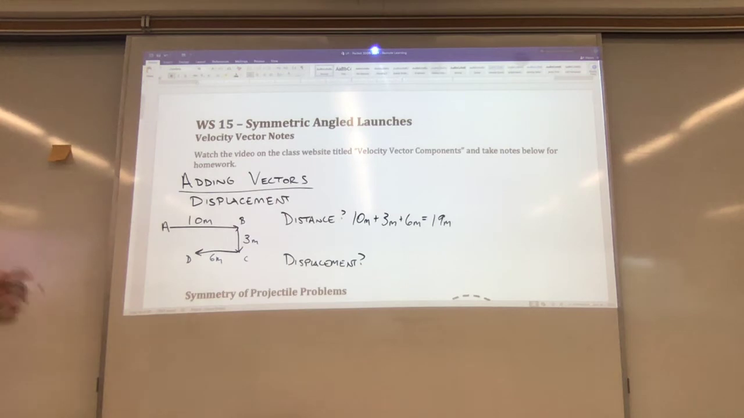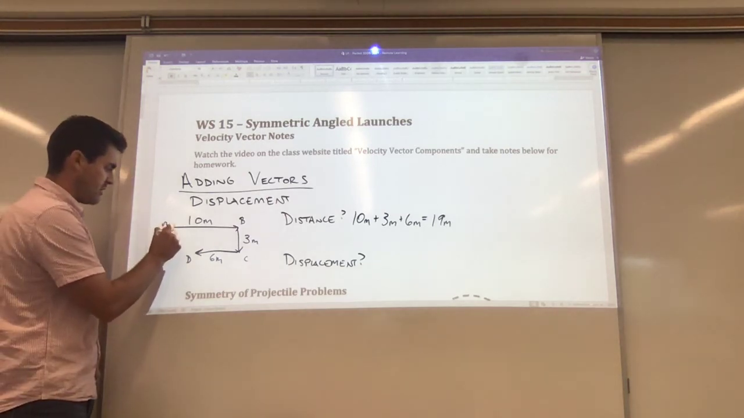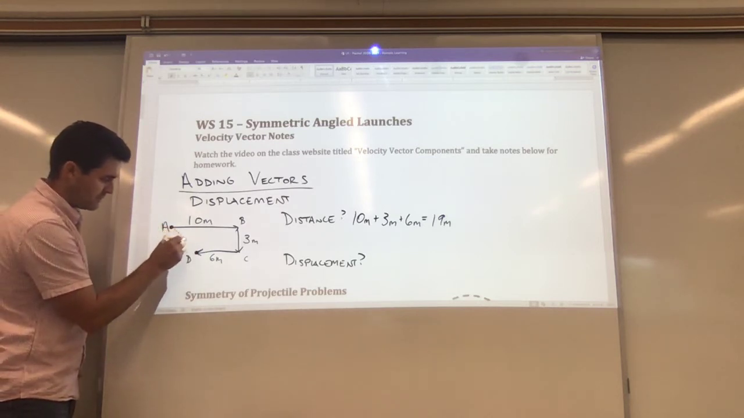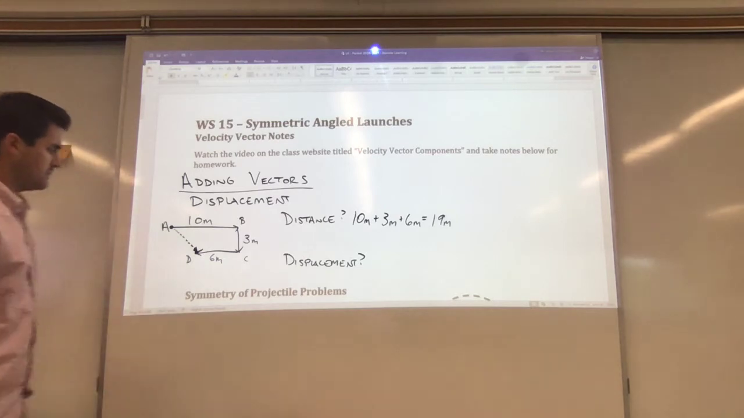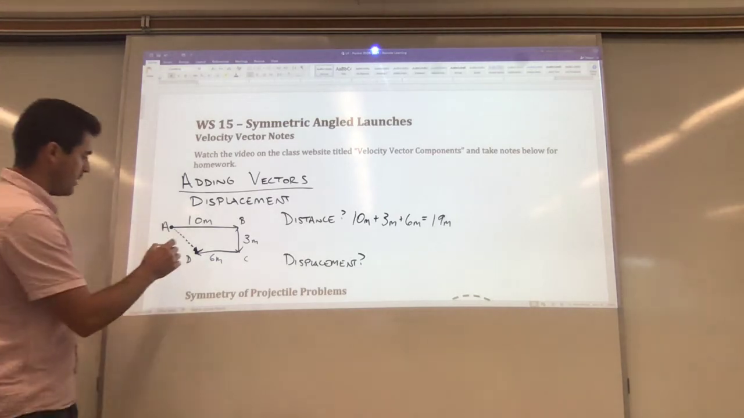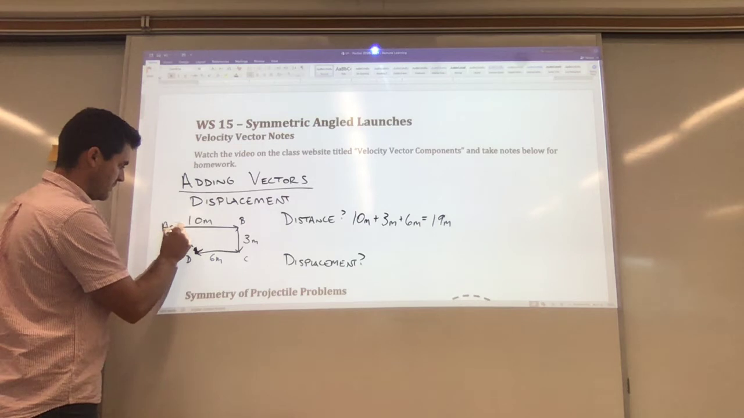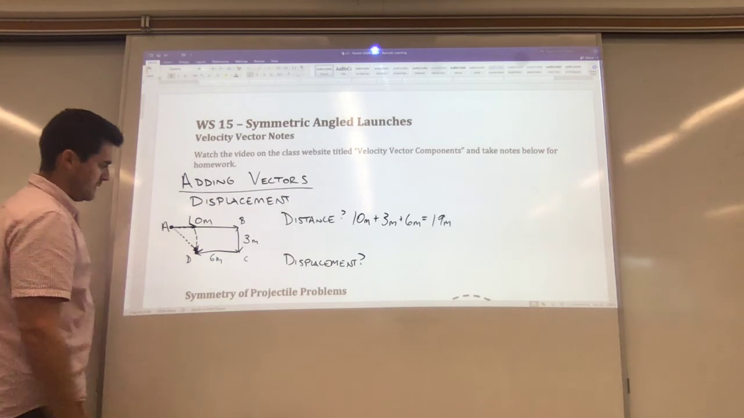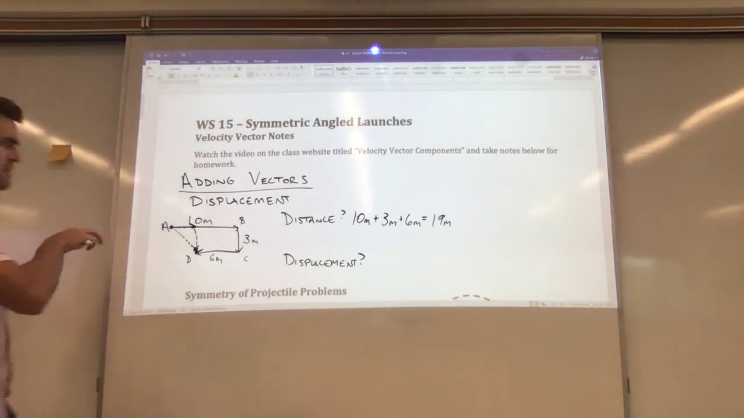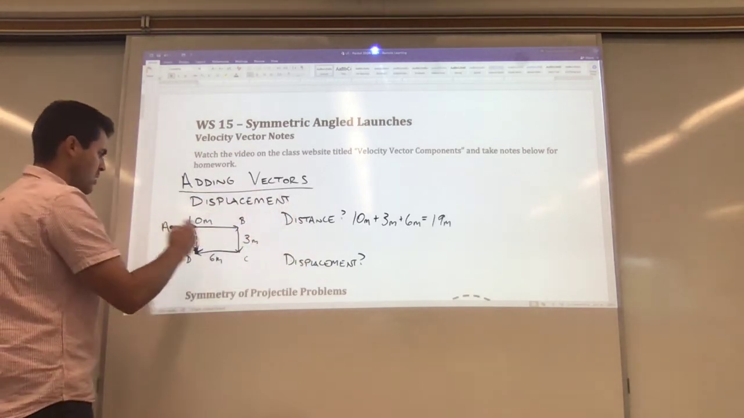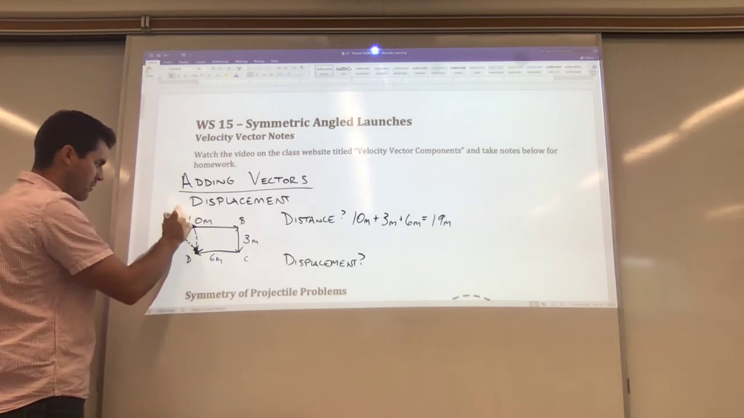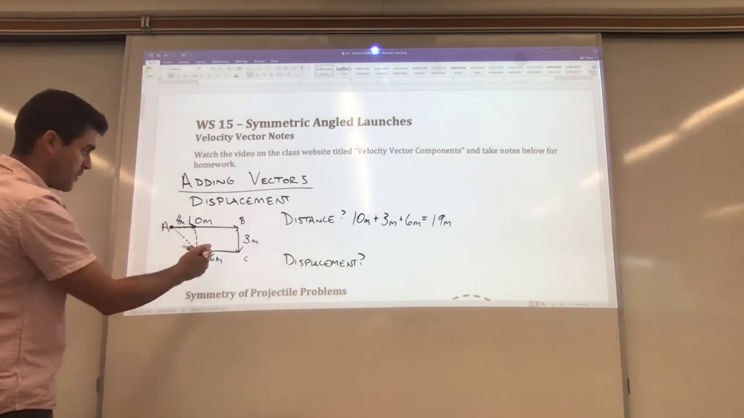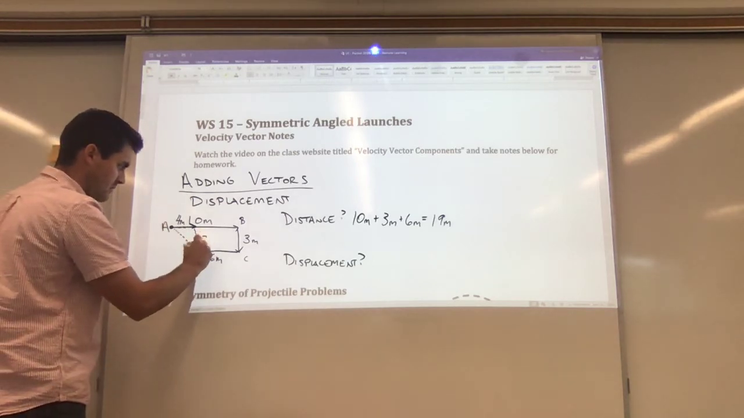But my displacement's a little different. My displacement is where I start and where I finish, and the difference between those two. Let's go ahead and make my right triangle. I moved, you can see, this far down and this far over. What are those distances? Well, it was 10 meters forward and then 6 meters back, which means I've netted 4 meters in the right direction. Vertically, I've netted 3 meters.